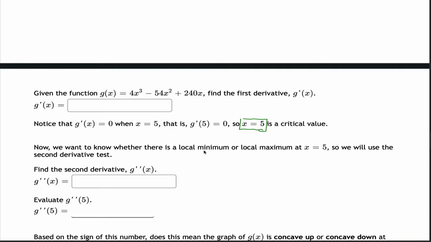Now, we want to know whether there's a local minimum or a local maximum at x equals 5. So we're going to use the second derivative test, right? This one is kind of like the quiz, sort of. And that you take the derivative and you find the critical values. In this case, I found them for you.